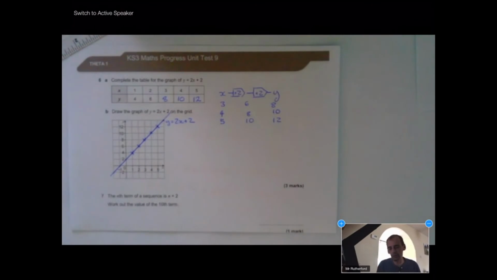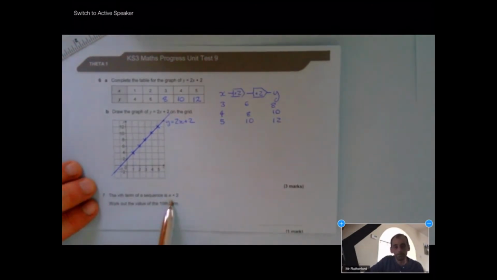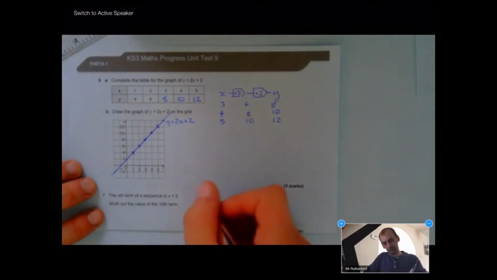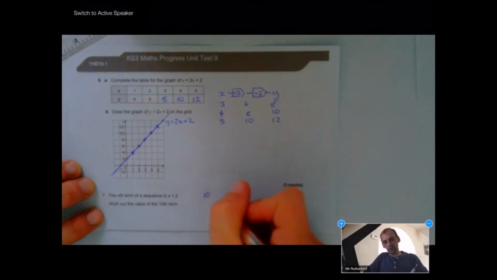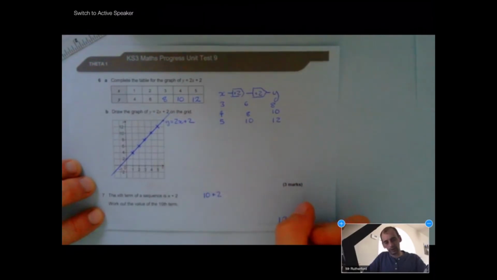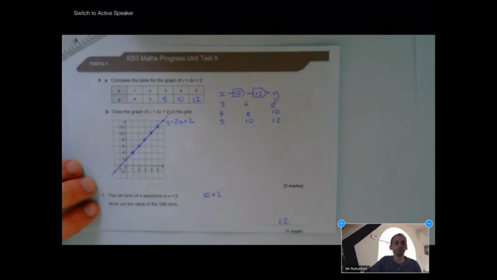Okay, now in question 7 we return to sequences. The nth term of a sequence is n plus 2. That means the position number add 2. So work out the value for the 10th term. So the position number is 10, add 2 to it, and you get 12.